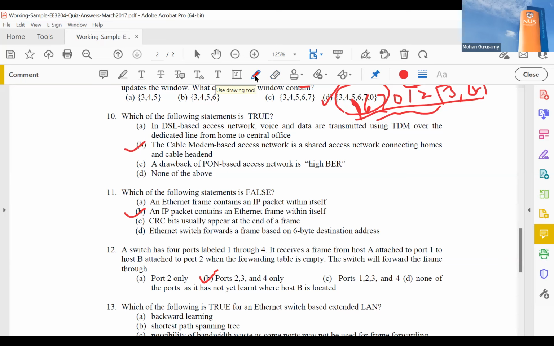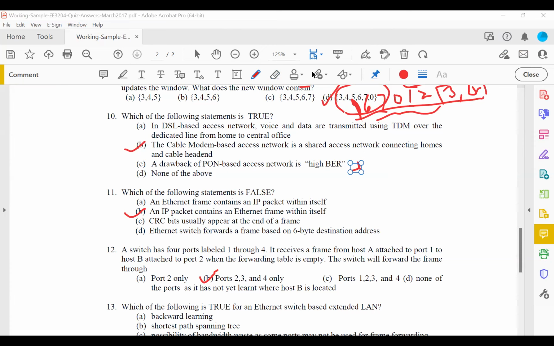C, drawback of PON-based access network, high BER. This is false because the bit error rate in the passive optical network is very small. It has low BER, not high BER.